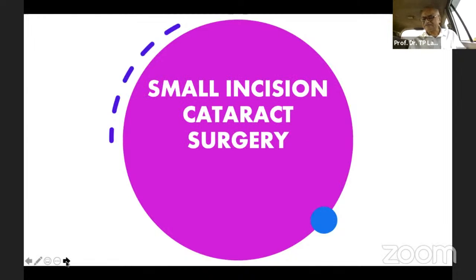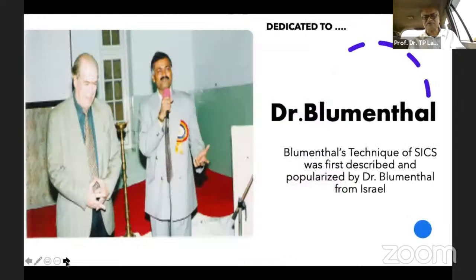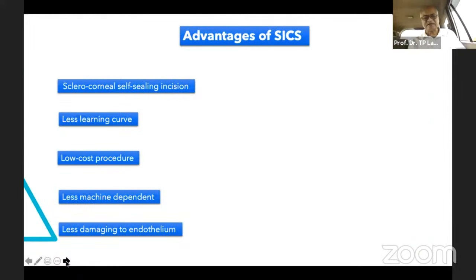And now see, small incision cataract surgery. If we are going to do it, then Blumenthal taught me the surgery; I went to him to learn the surgery in 1996. I was with him for about one month, and he taught me surgery there. Here the basic thing is the sclerocorneal self-sealing incision. Then there is a less learning curve, a low-cost procedure, less machine dependent, less damaging to the endothelium.